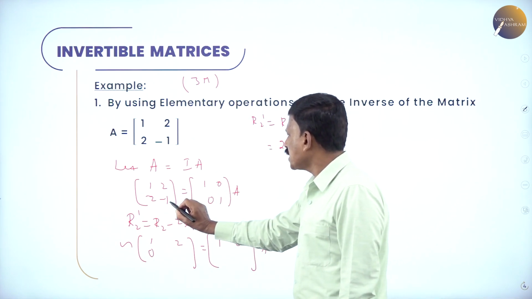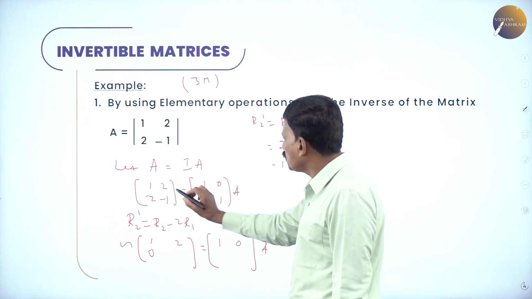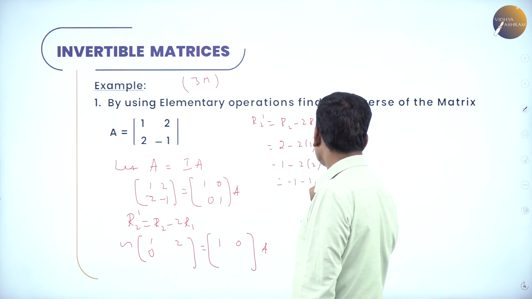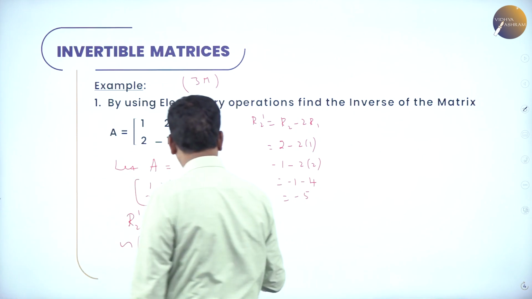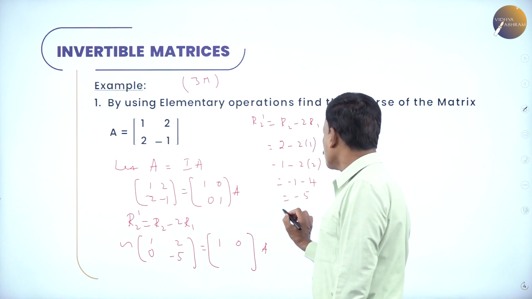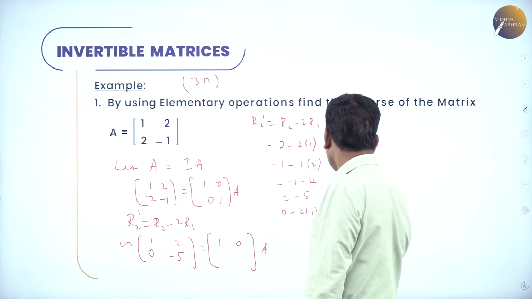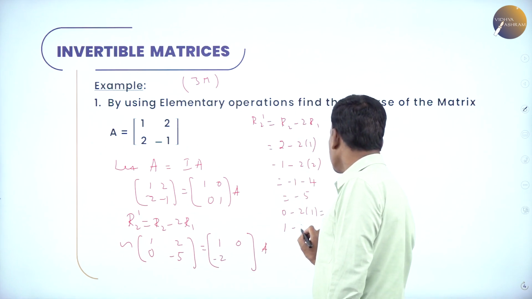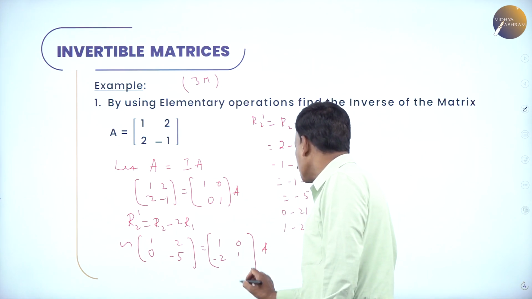Again, the second element of R2, that is minus 1 minus 2 into 2. So that is equal to minus 1 minus 4, which is equal to minus 5. This reduces to minus 5. Then coming over to the right hand side, 0 minus 2 into 1 is equal to minus 2. Again, 1 minus 2 into 0 is equal to 1.